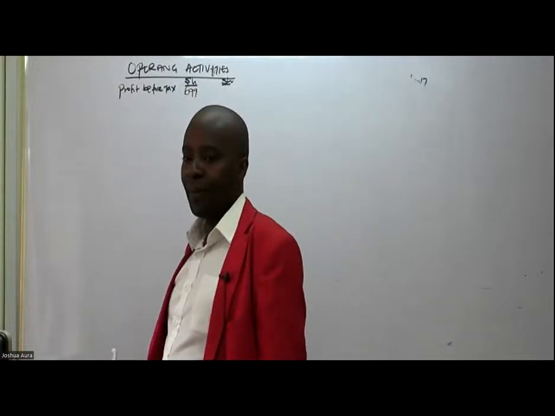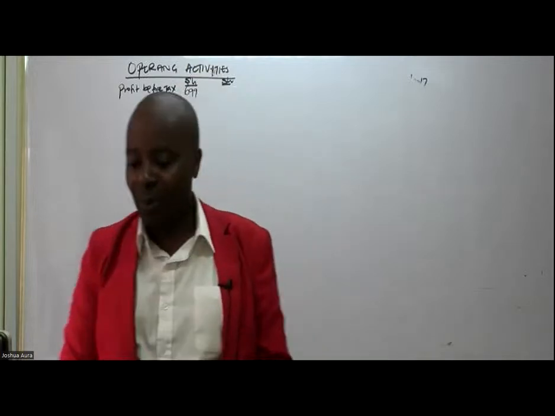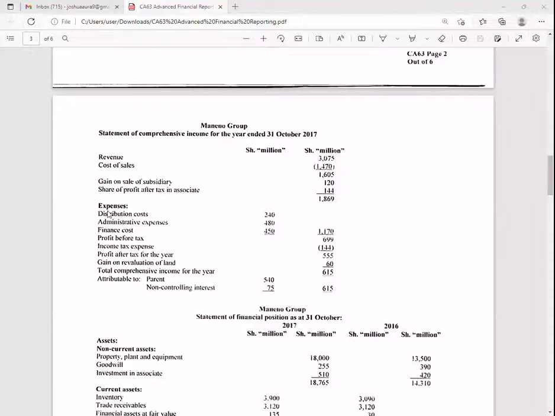And then now remember, you look upwards. You look above this profit before tax in your income statement. Above this 699, what do we have? Revenue is an operations thing. Revenue is a daily thing. Cost of sales is a daily thing. But here we can see gain on sale of subsidiary. This is not an operational item. It's not a gain that we got out of our normal sales.